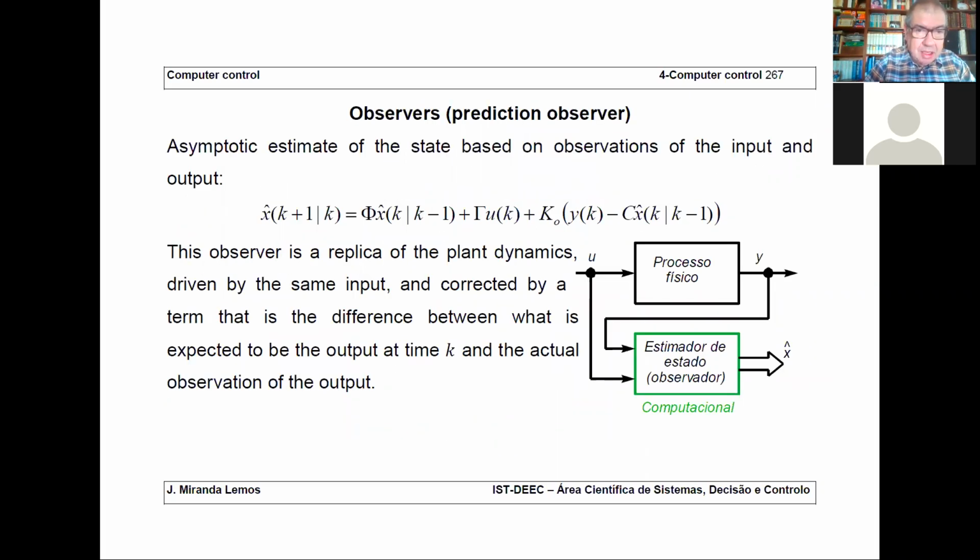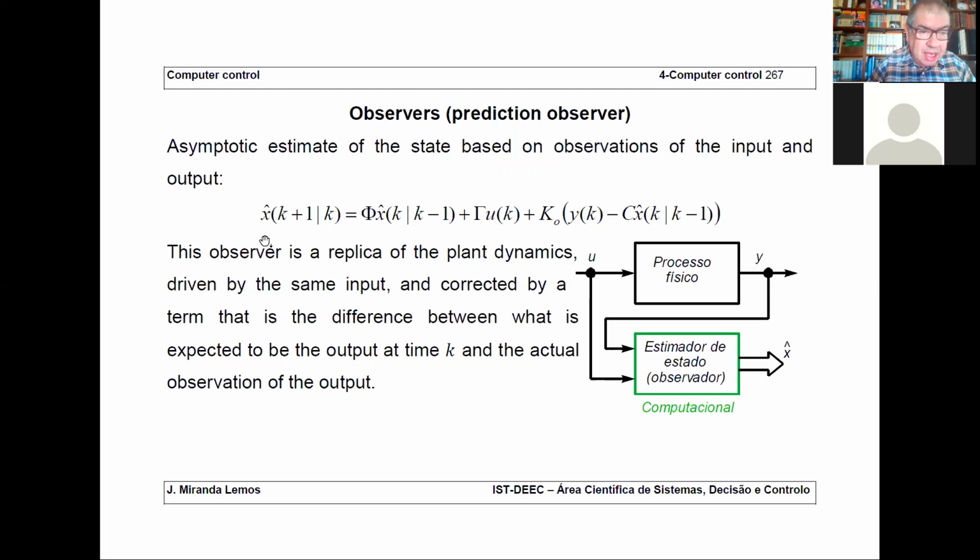So how can we design a state estimator or an observer? One possibility is a so-called prediction observer. What is the prediction observer? You can look at here. This is nothing more than a replica of the system. This first part is the replica of the system plus a correction term. Now, I'm writing this in a funny way. Why? Because you should read this in this way.